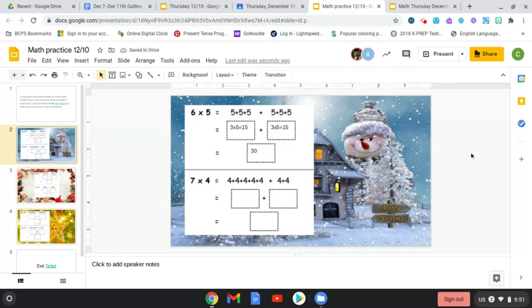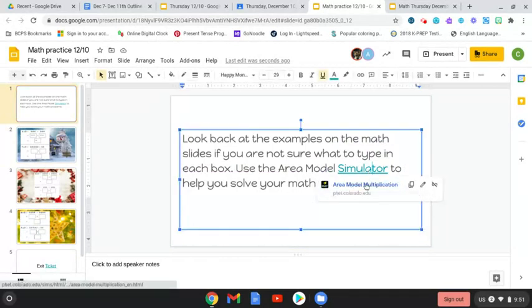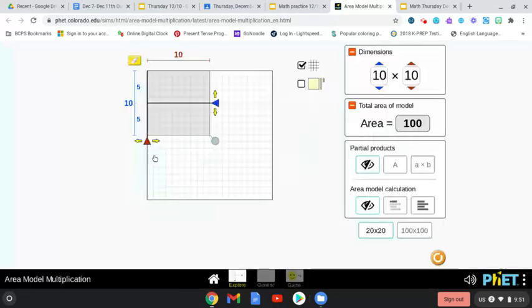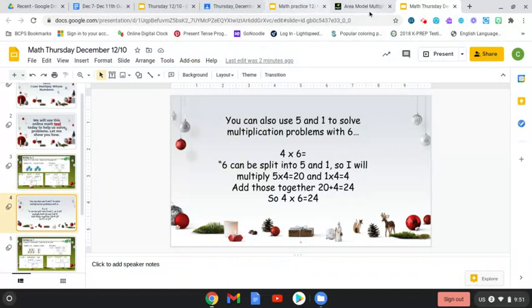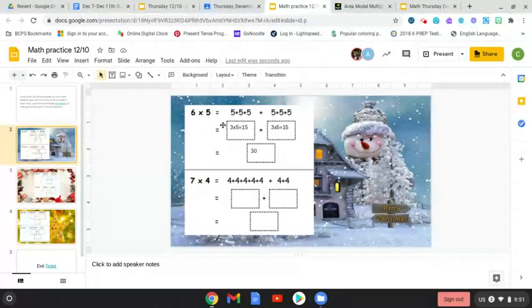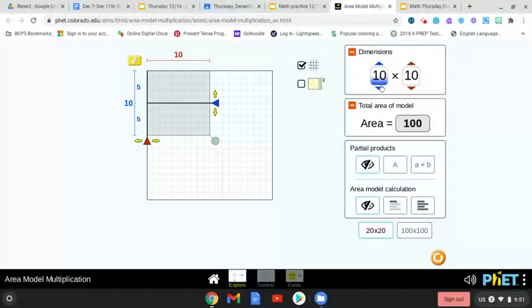So I'm going to show you that on the math simulator, okay? So I'm going to click here. I'm going to go to the math simulator, and that's that area model multiplication that we talked about. And I click on Explore. Okay. Now you have to put your dimensions, which are actually your problem. So I'm going to go back here. My problem is, wrong one. My problem is 6 times 5. Okay. So I'm going to type in 6 times 5.